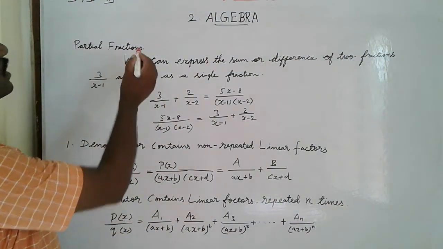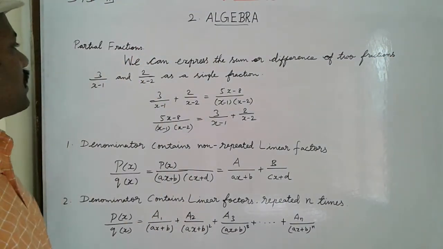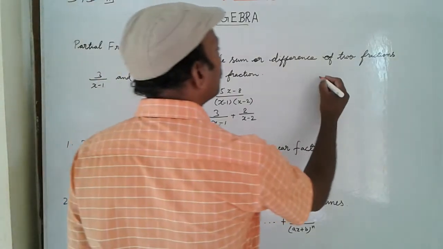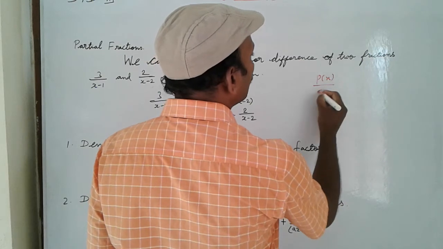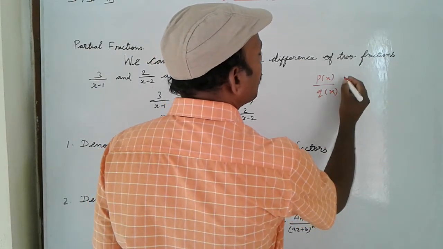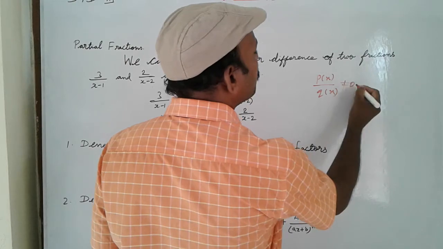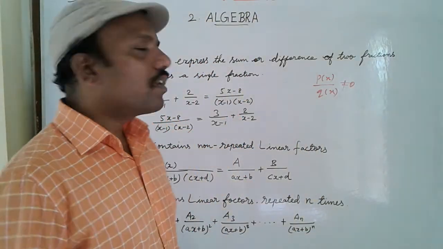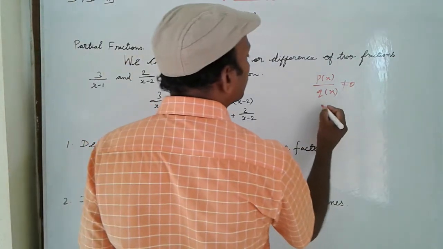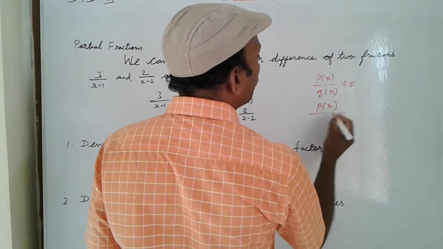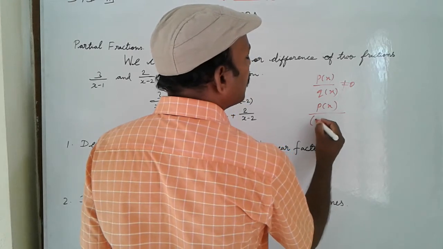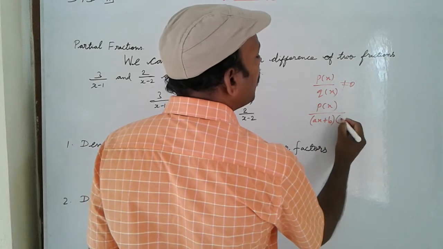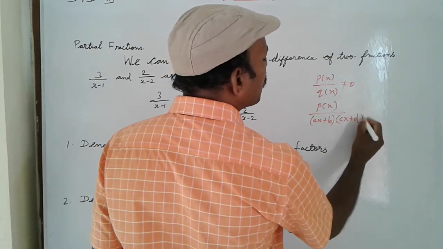Algebra: now we should see partial fractions. What is meant by partial fractions? Given a fraction P of x divided by Q of x, not equal to 0, where Q of x is given as a product of factors, we take the first factor as ax plus b and the second as cx plus d.